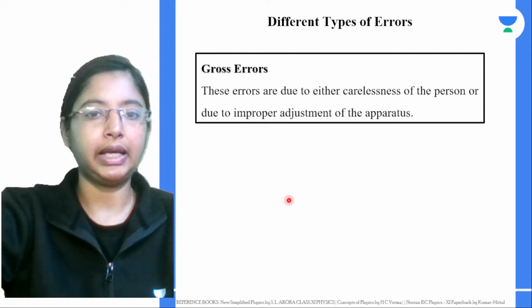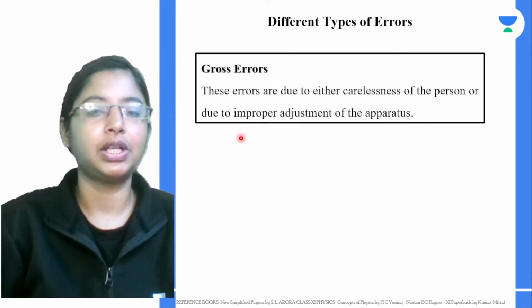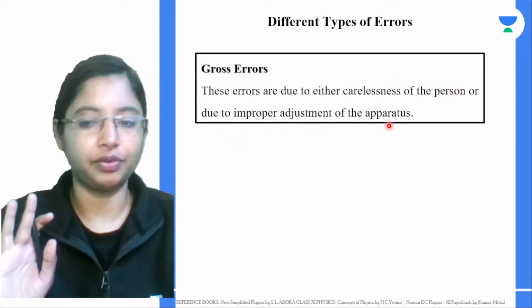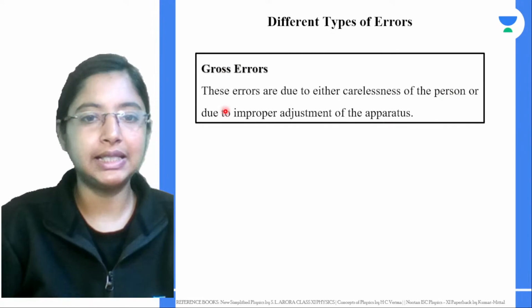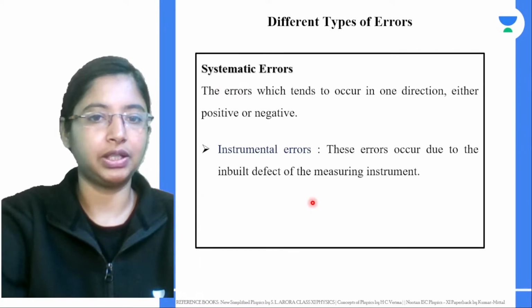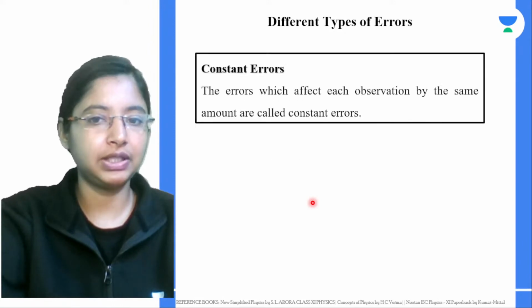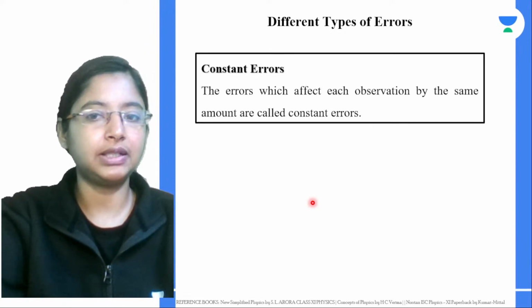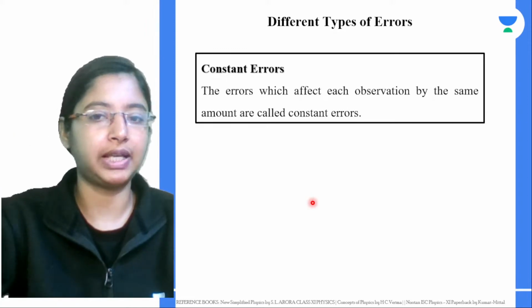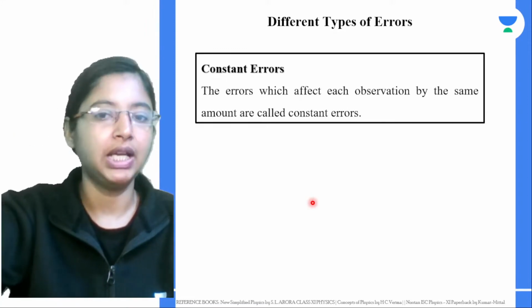The last one is gross errors. These are due to either carelessness of the person or improper adjusting of the apparatus. These lead to gross errors. So these are the types of errors that we have seen. We started with constant errors. If the error occurs by the same amount in all of the observations that you are doing, then we say it is a constant error.